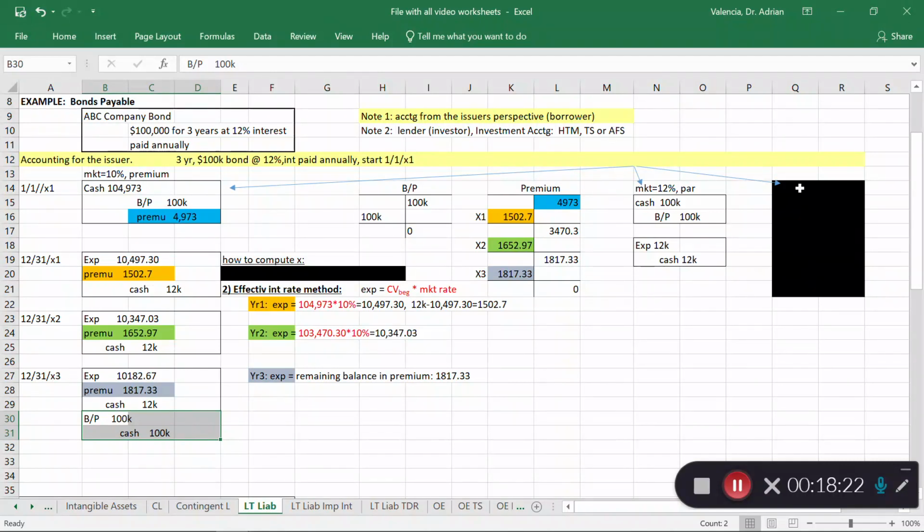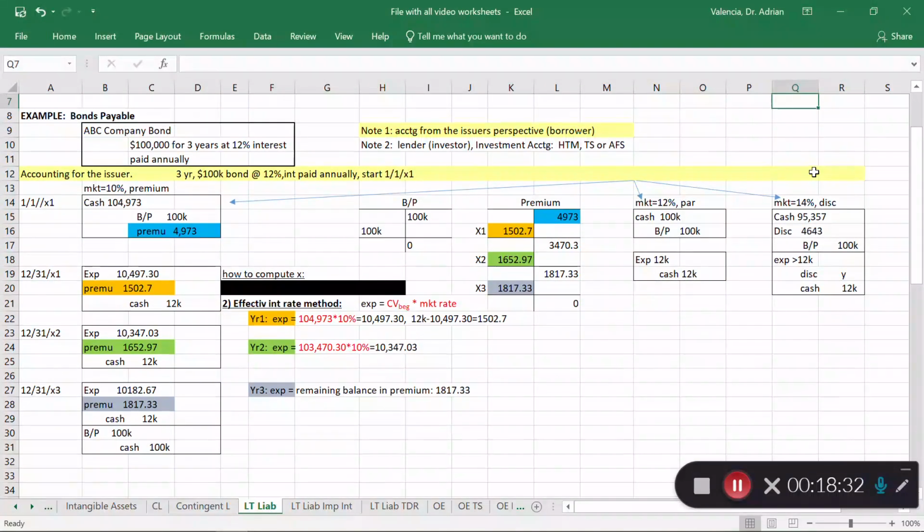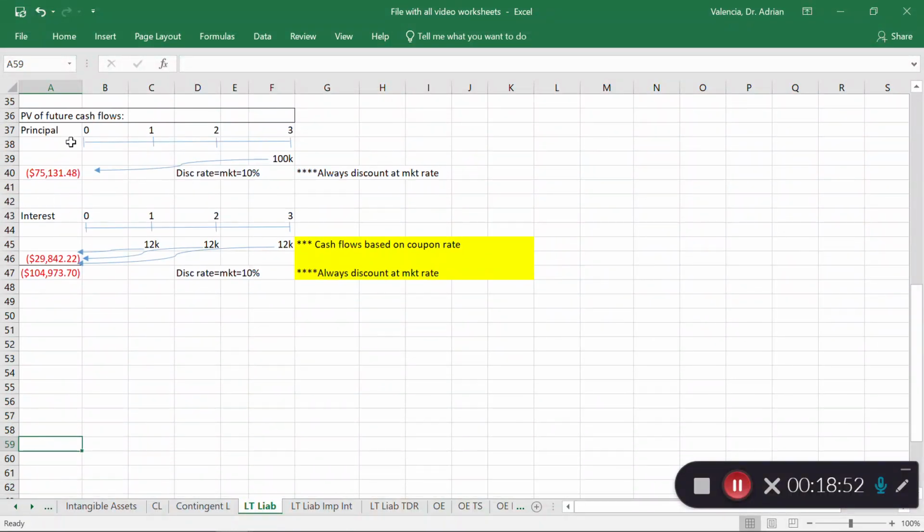All right. If on the other hand you find yourself in a scenario where the market rate is higher than what you're paying, all right. So at the end you did a bond for 12%, but a similar instrument of that risk is now paying 14%. Well, at that point you're going to have to discount the bond. And you calculate the present value of the future cash flows just like I did down here. The same way, this doesn't change. As well as this doesn't change.